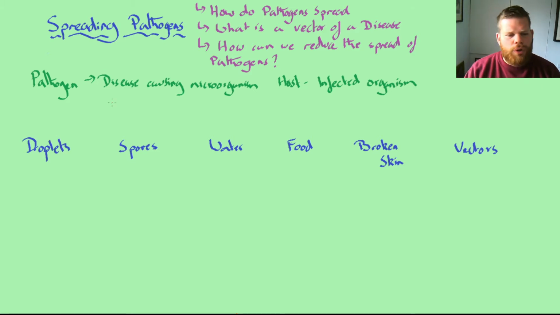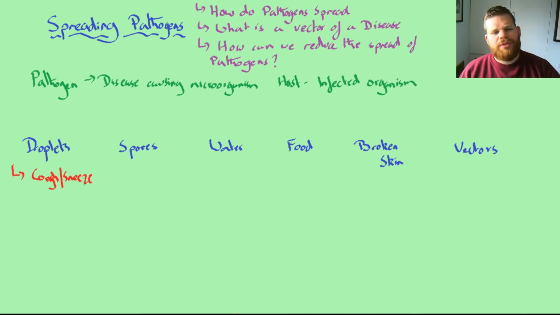Right, let's start with droplets. So what do we mean by droplets? Well, simply little bits of water. So whenever anybody coughs or sneezes, you will be expelling lots of water droplets that have come out of your respiratory tract. Now, a lot of the pathogens that cause you to cough and sneeze will be present in that mucus and water that you expel out when you cough and sneeze.